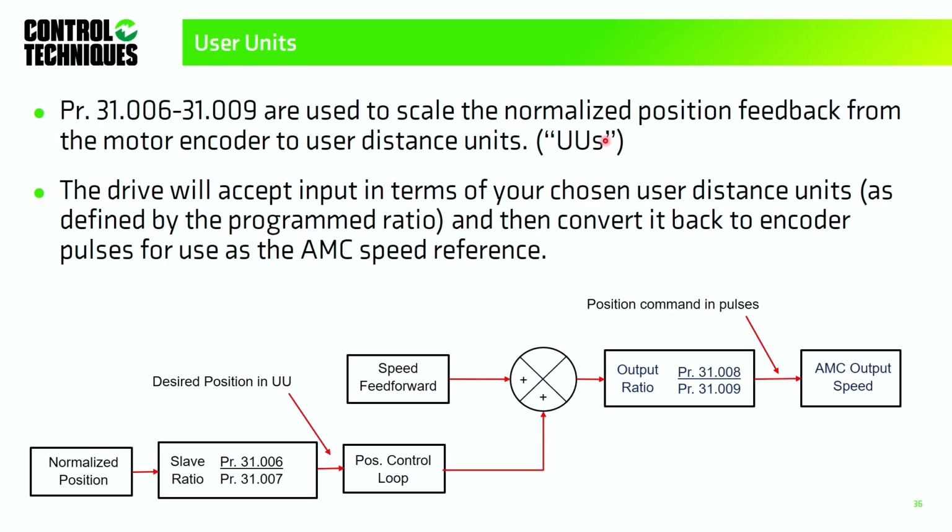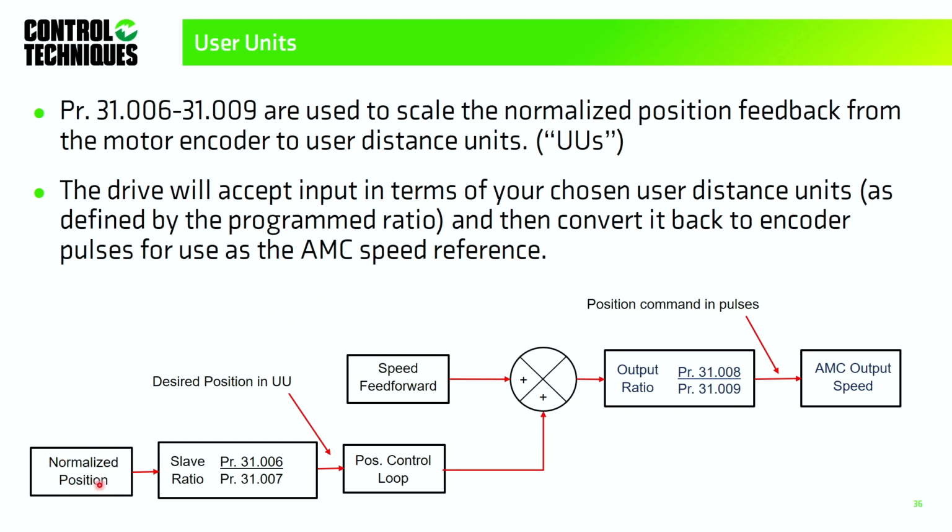Now we come to UUs, user units. This graphic down here shows you how user units are derived. The AMC does not use labels for user units. They are just UUs, period. And it's up to you to apply a label with an HMI or whatever you're going to do. But the drive works in terms of user units. And it works like this.